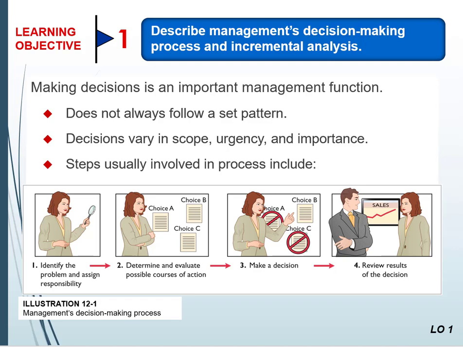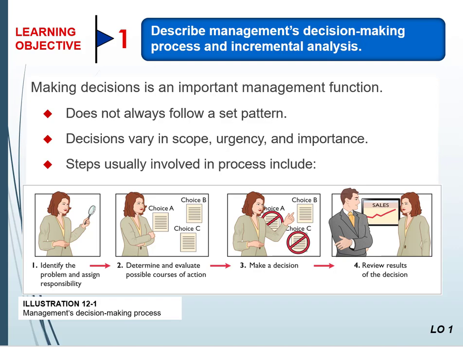So when we make decisions, we have a lot of things we have to do. So we don't always follow exactly the same pattern, right? Sometimes decisions might vary. They might have different sizes, urgency, priorities, right? But they usually have a process. It's not always set, but there's a process.